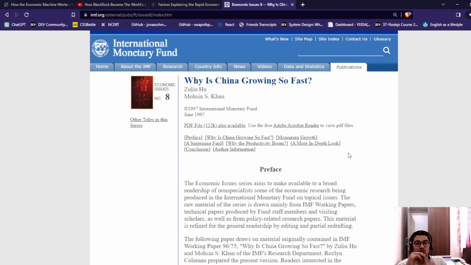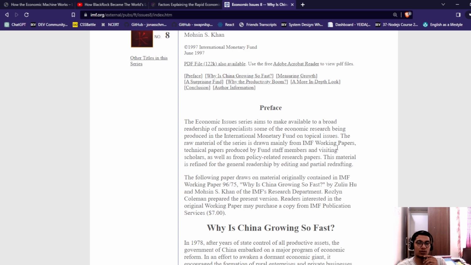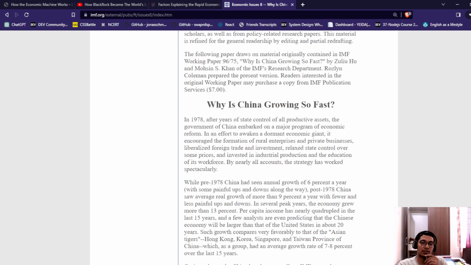Why is China growing so fast? The Economic Issues series aims to make available to a broad readership of non-specialists some of the economic research being produced at the International Monetary Fund on topical issues. The raw material of the series is drawn mainly from IMF working papers, technical papers produced by fund staff members and visiting scholars, as well as from policy-related research papers. This material is designed for the general reader. Why is China growing so fast?